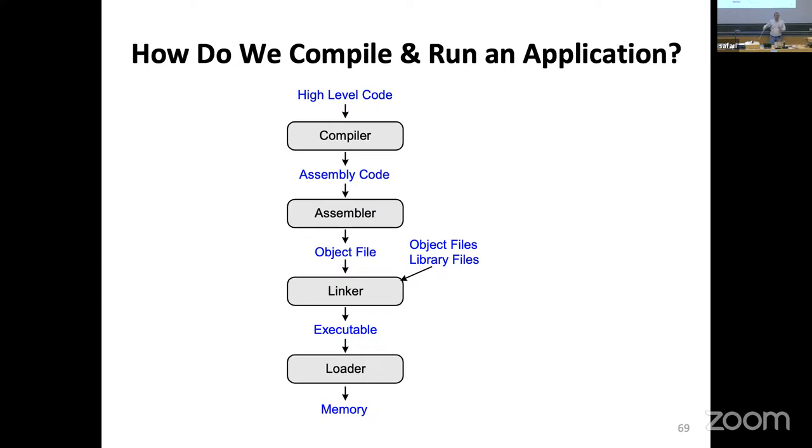Now the executable will then go into a loader. The loader's job is to say, he wants to run Google Chrome. Let's take Google Chrome, load it into memory, and point to the beginning of Google Chrome, and let's go. So this is what is happening in the back end.